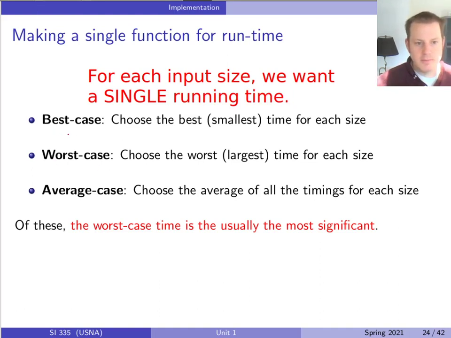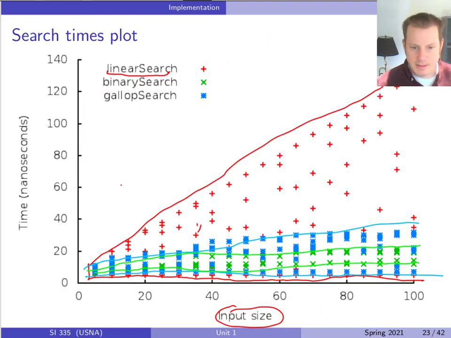Worst case running time is what you're most familiar with. That's choosing the largest running time for each size. Best case means choosing the smallest, and average case means taking the average of all of them. Worst case is usually most significant. That would mean taking the top out of all the ranges of running times, so we just focus on the top one. Top one for Gallup search, top one for linear search, top one for binary search.